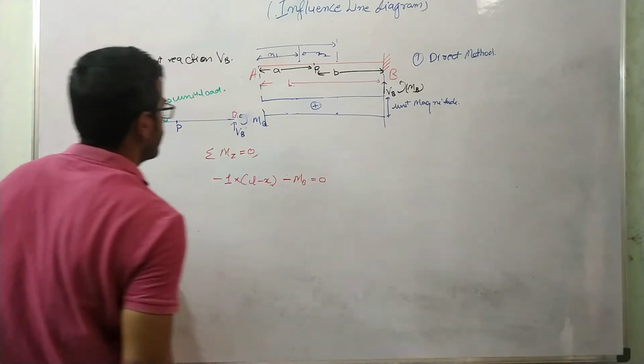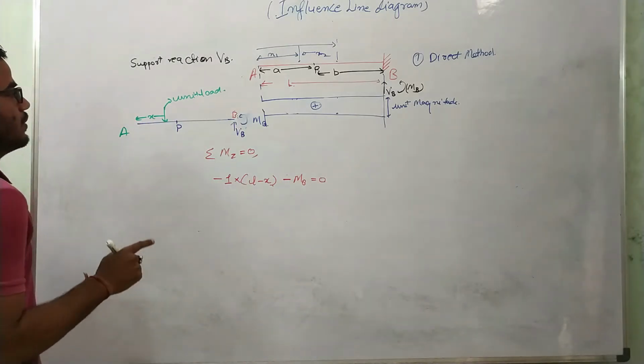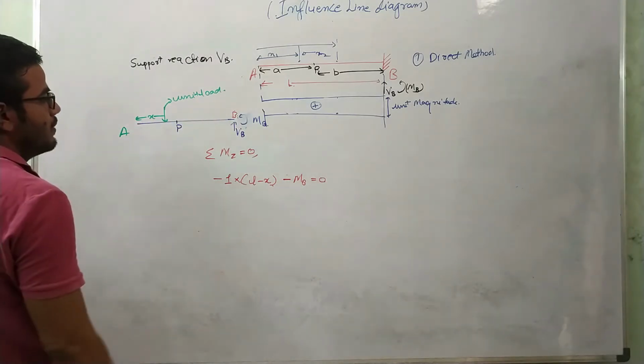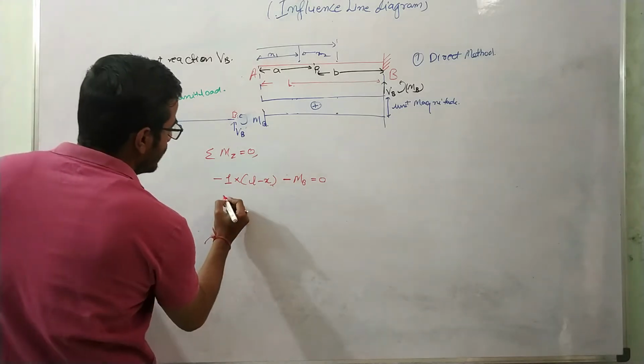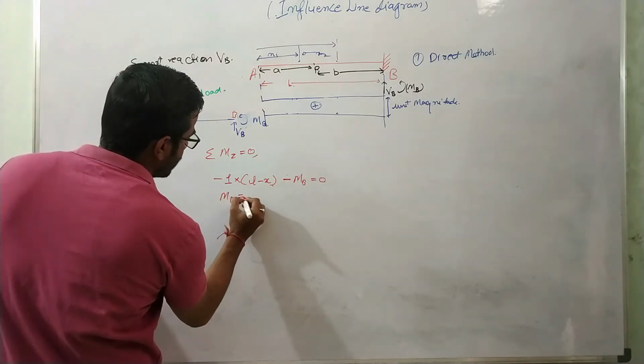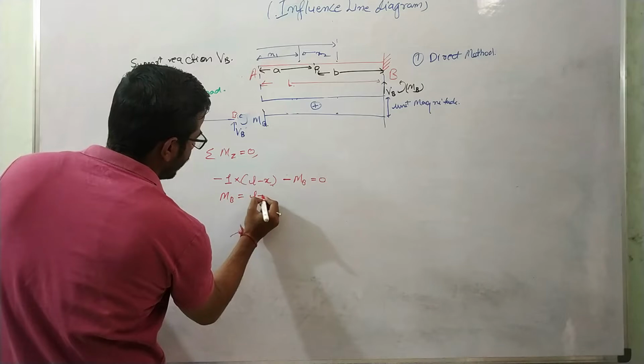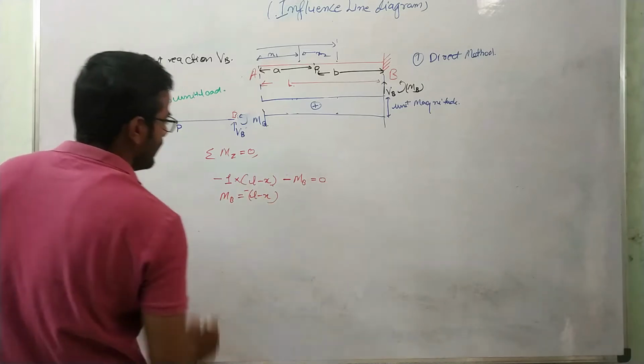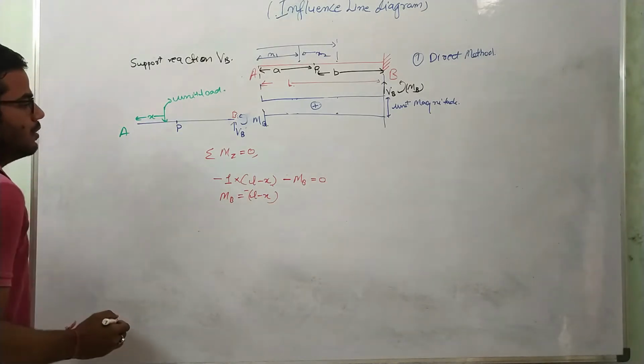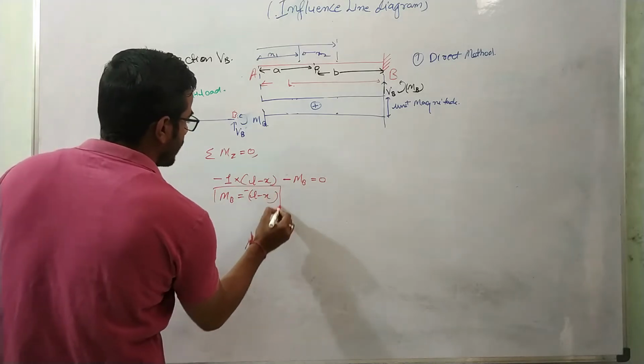This is negative. Both are anti-clockwise, so that's why both the signs are negative. So MB I can write over here is nothing but minus of (L minus x), with the minus sign. So this is the expression for MB, right?